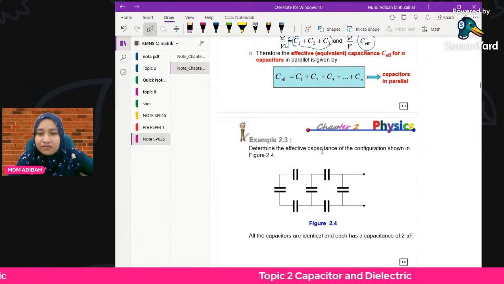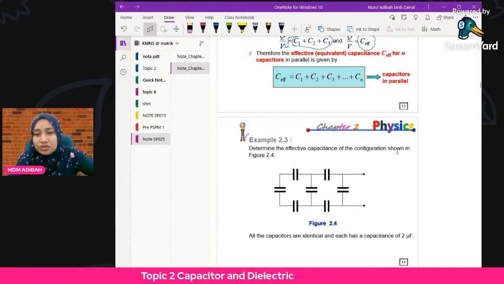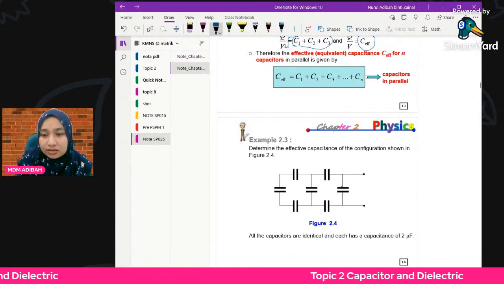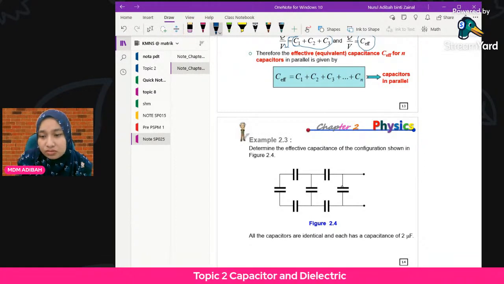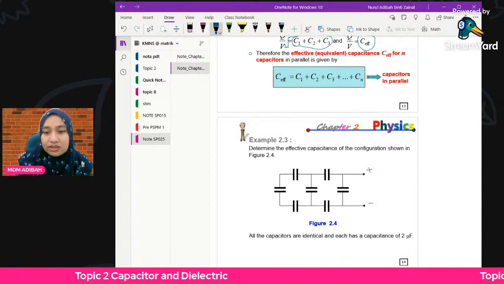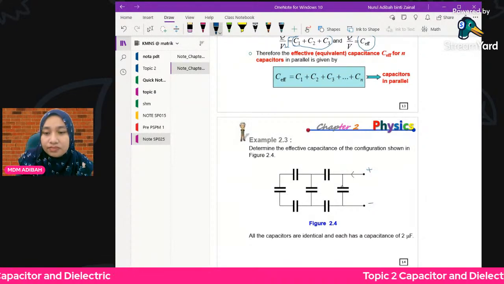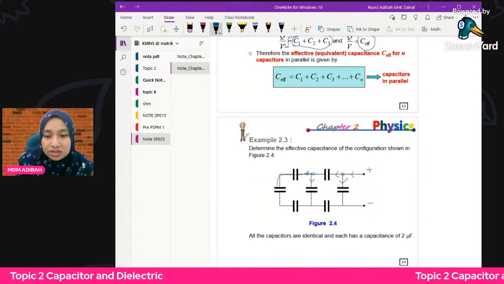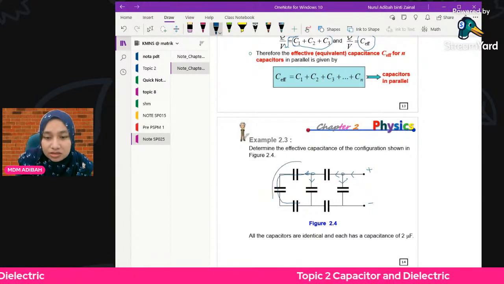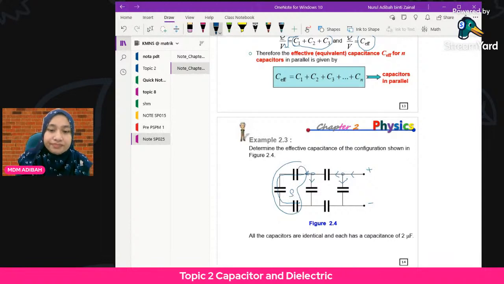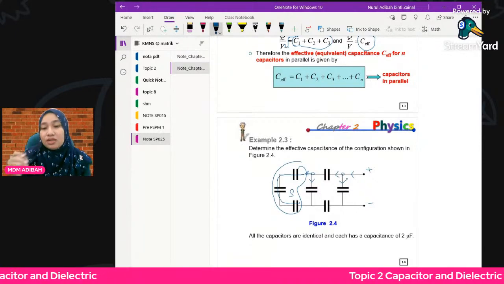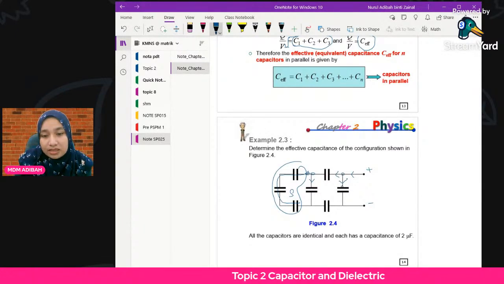Okay, kita pergi sekali lalu. Determine the effective capacitance of the configuration shown in figure 2.4. Okay, semuanya ada identical. Ini tak tahu terminal positif dan negatif, it's up to you, cikgu ambil atas positif bawah negatif. So ini dia punya current dia lalu. Dia jumpa junction, dia pecah. Dia jumpa junction lagi, dia pecah. Okay, now lalu sini. Jumpa junction tak? Tak. So sini adalah series. Biasanya kita tambah yang paling ujung. Ujung kita bawa ke depan. Okay, so sini dah kita selesaikan.